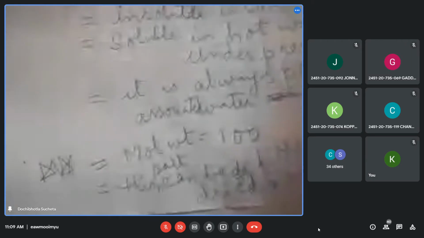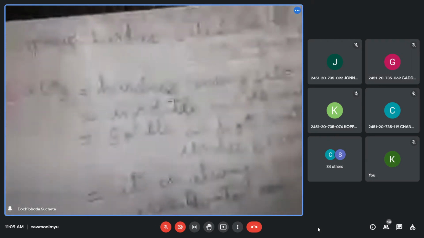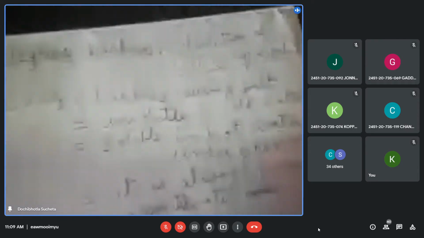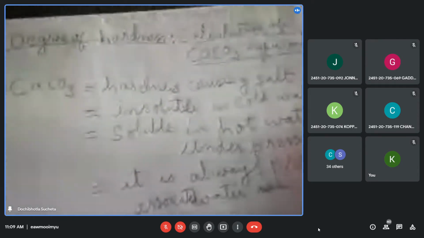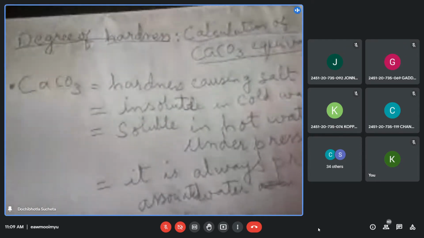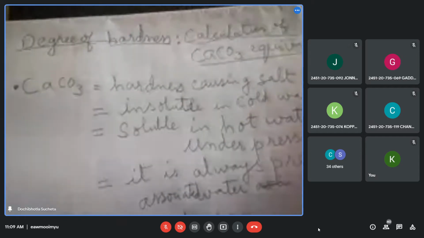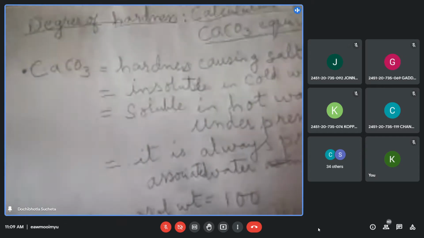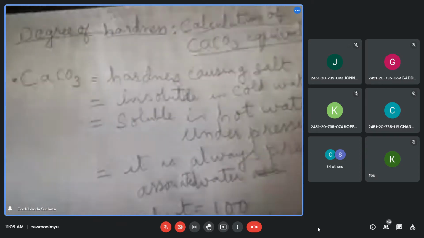Okay, now slowly understand the topic. I'm telling you all about a technical term called degree of hardness. Okay, calculation of degree of hardness in terms of calcium carbonate equivalence. First start understanding this, don't think about anything else.